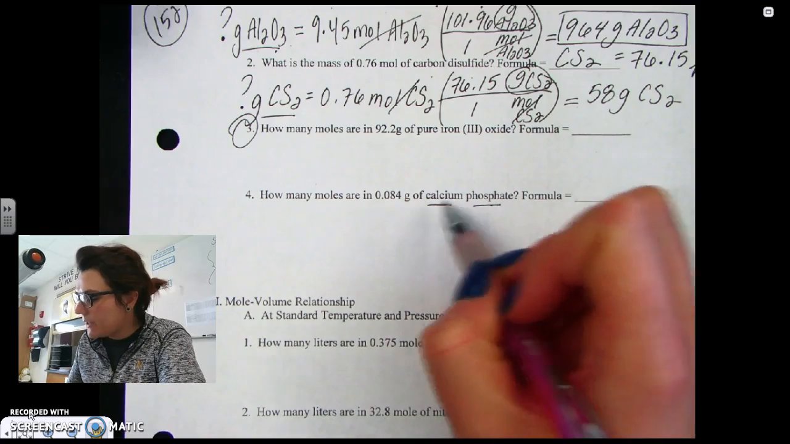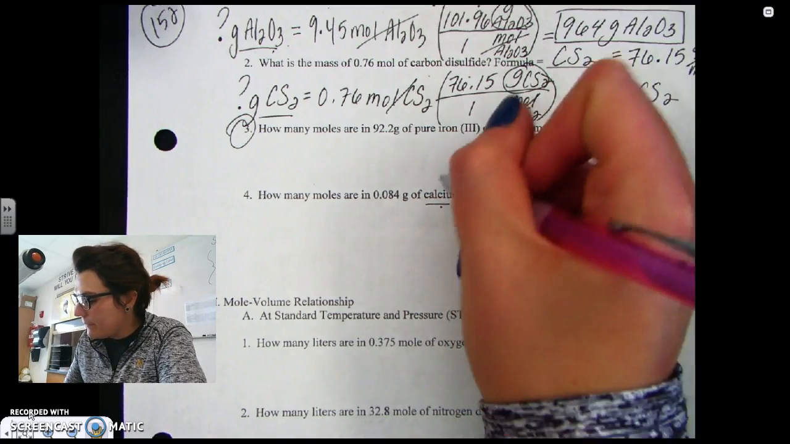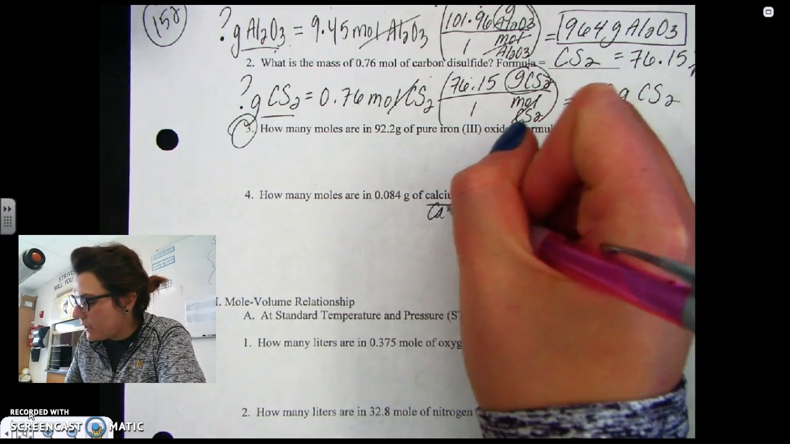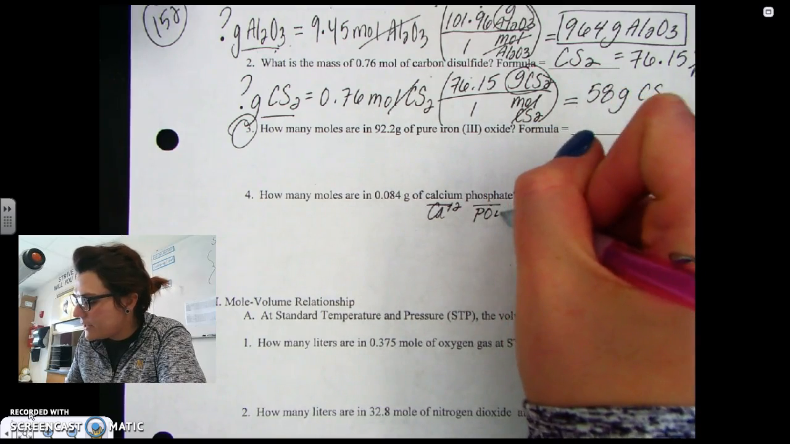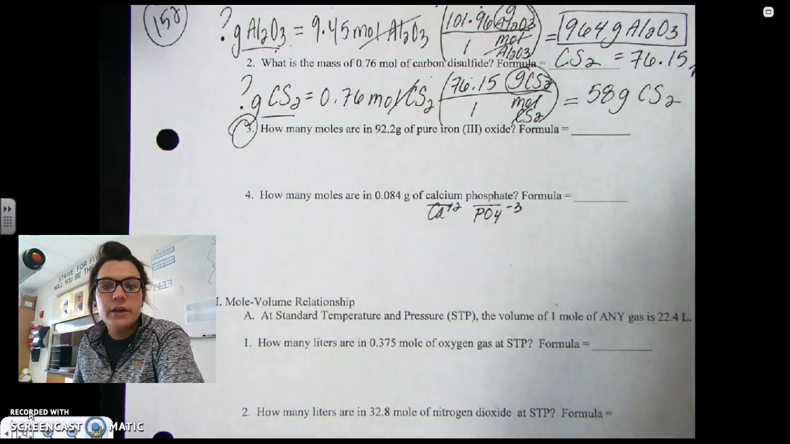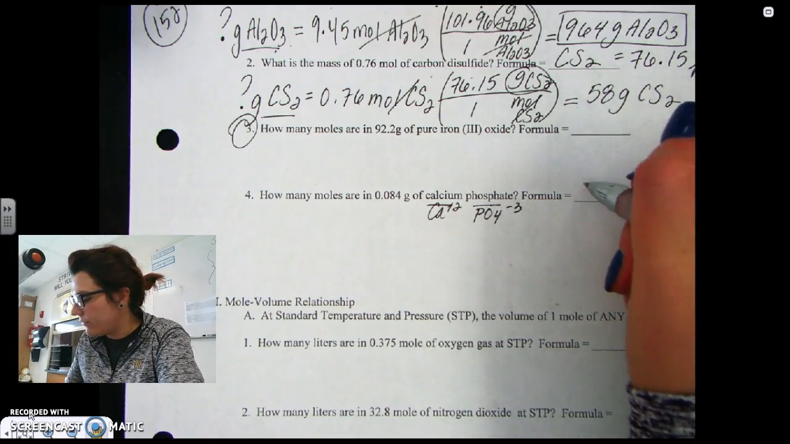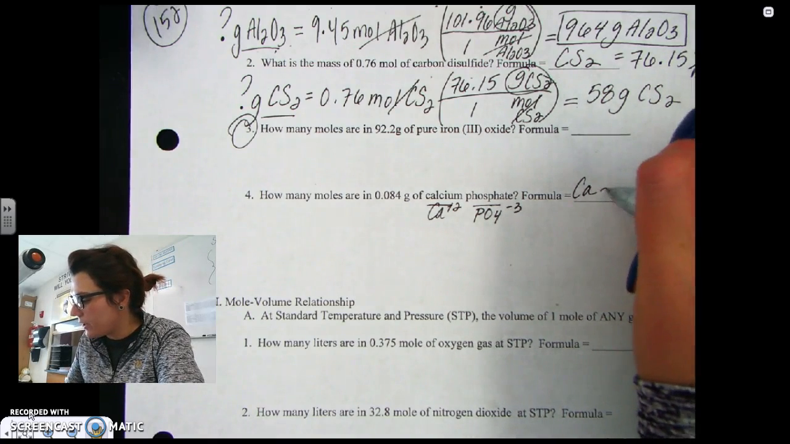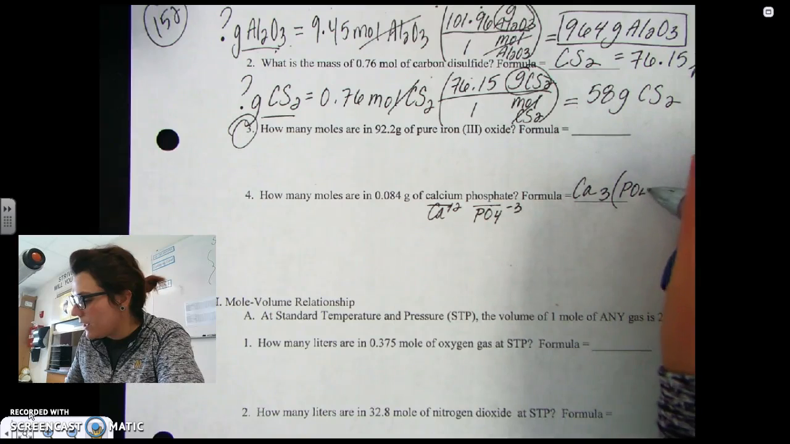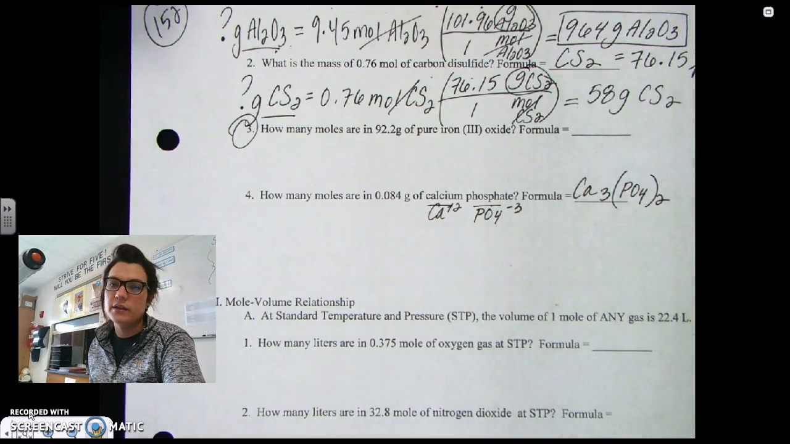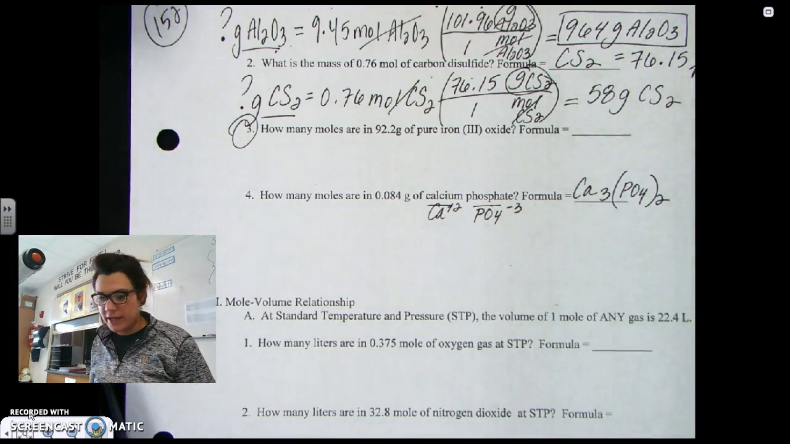Here's a polyatomic, here's a metal. Calcium is Ca plus 2. Phosphate is PO4 minus 3. Charges don't cancel, therefore my formula will be Ca3(PO4)2. Okay, now this guy's big, so let's calculate the molar mass of calcium phosphate.